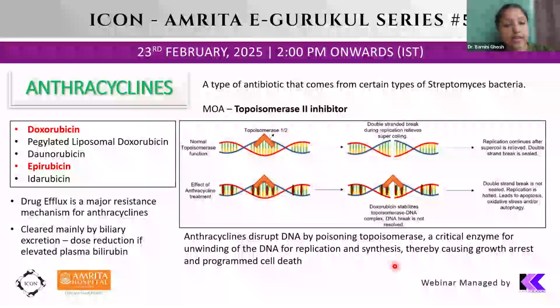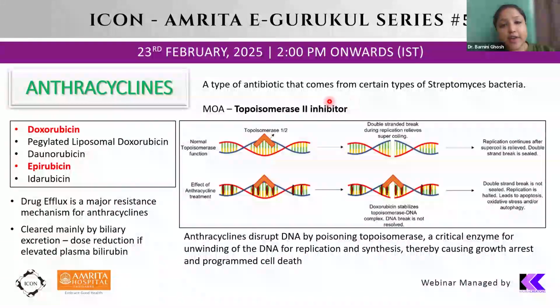We will start with anthracyclines. So here you can see I have given a list of the drugs which are included in anthracyclines. Of them, only 2 are used in breast cancer, that is doxorubicin and epirubicin. So what are these anthracyclines? These are a type of anti-tumor antibiotics that come from certain types of Streptomyces bacteria.